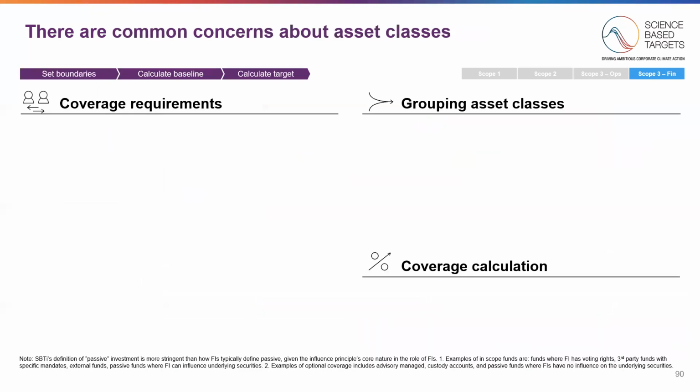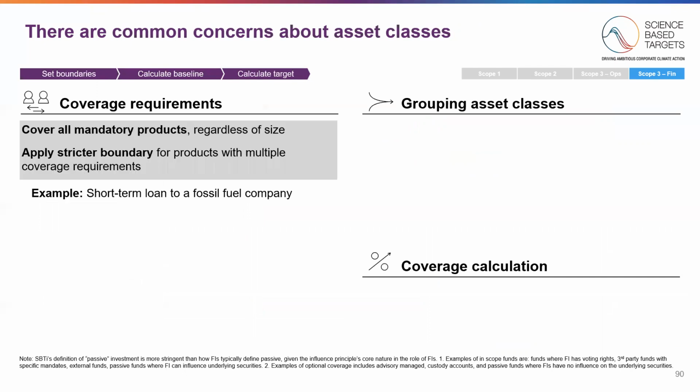Now that we've discussed asset classes, products, and the methodologies to calculating baselines and targets for Scope 3 financed emissions, we wanted to highlight a few concerns that financial institutions frequently name, and they are around coverage requirements, grouping asset classes, and total coverage calculation.